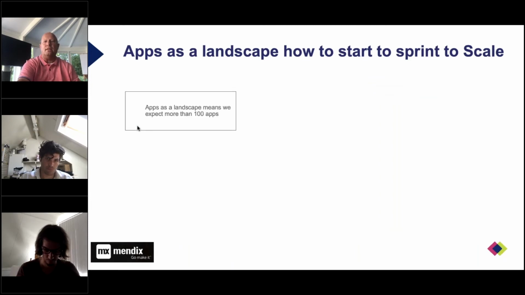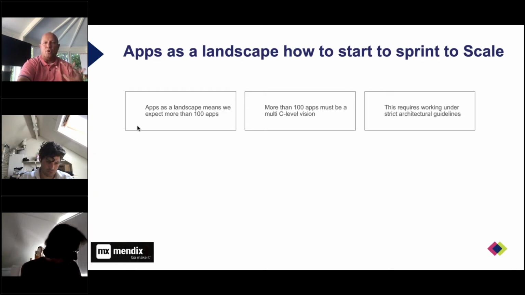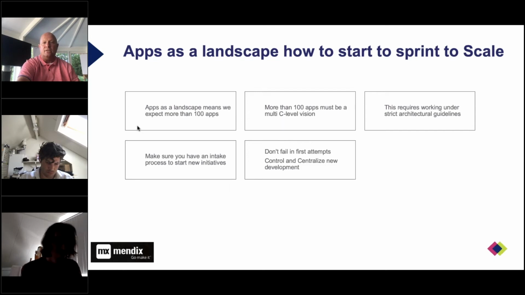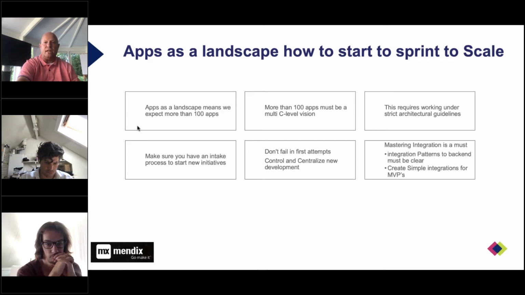This is a summary of most of what I already talked about. So how can you sprint to scale? That means you have the C-level vision, with more than 100 apps. It requires that you work on the architectural guidelines. You have to make sure that you process your new initiatives fast. Don't fail in the first attempts. You fail, but fail fast. And control and centralize your development in the first stages.